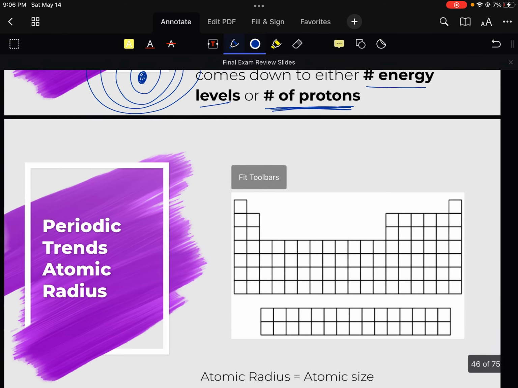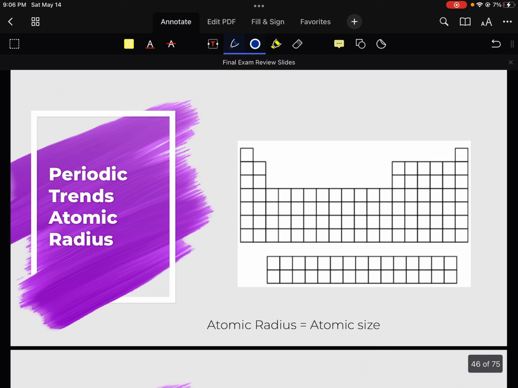So let's look at atomic radius. We know that as we go down, our energy levels are getting bigger. So more energy levels. This atom has 1, this one has 2, this one has 3, this one has 4. You can see I can't even keep them in the box anymore. So we're getting bigger. More energy levels, bigger size or radius. It's getting bigger as we go down.